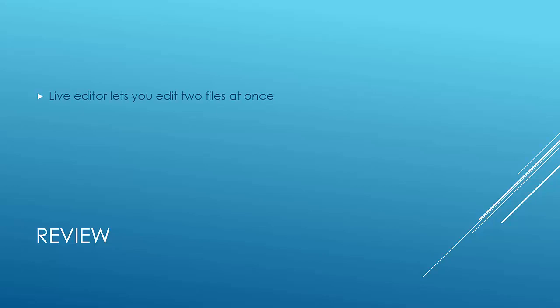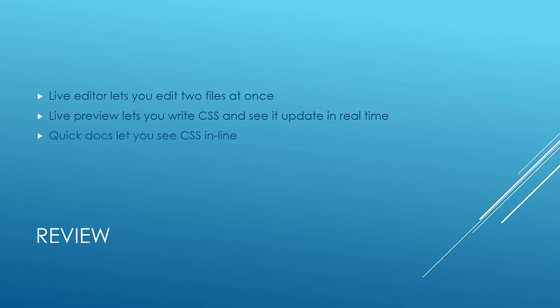So the live editor in Brackets, which we saw, lets you edit 2 files at once, and that is extremely useful for high-speed workflows. Similarly, Live Preview lets you edit CSS in an extremely rapid way. It's one of the best ways to edit CSS, and CSS developers will find it very useful. And finally, QuickDocs lets you see CSS documentation in line while you're writing code.